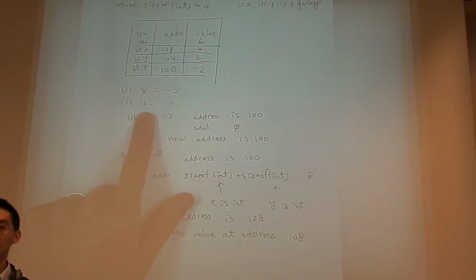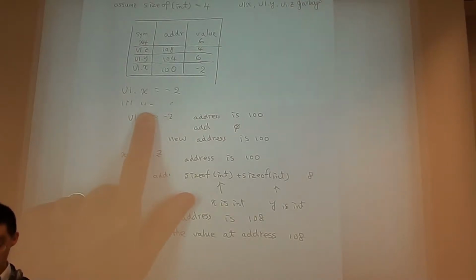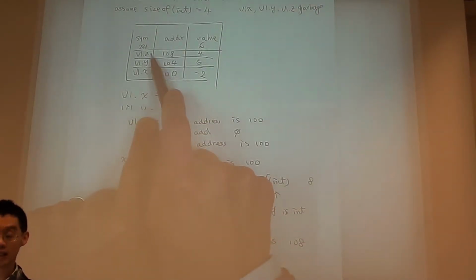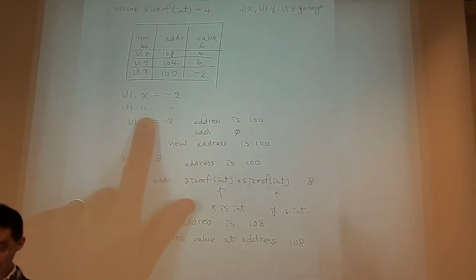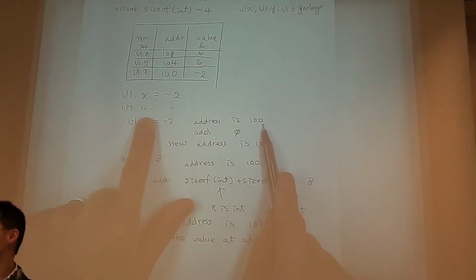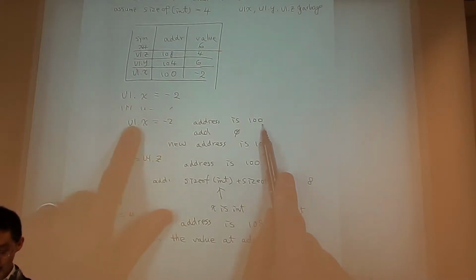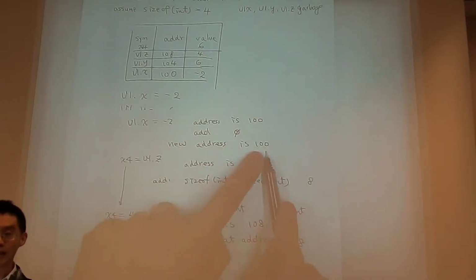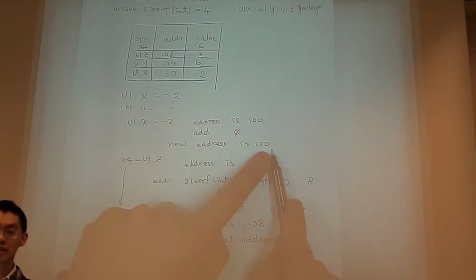Is that okay so far? So it's the x. Don't worry. The first attribute is x, the second attribute is y, the third attribute is z. When you see V1, you first say, let me go to address 100. Then you see x. X is the first attribute, so you don't add anything. Then the new address is 100 because 100 plus 0 is 100.